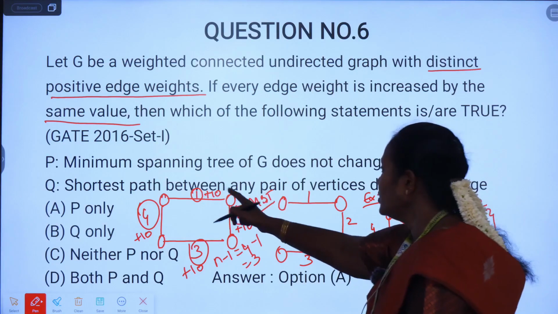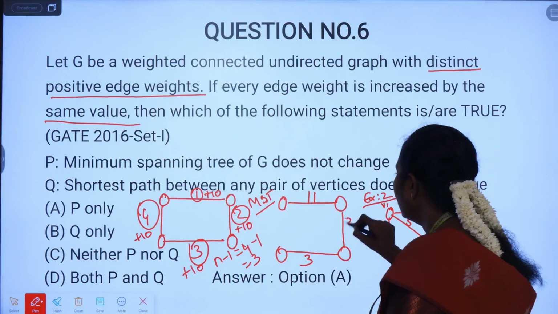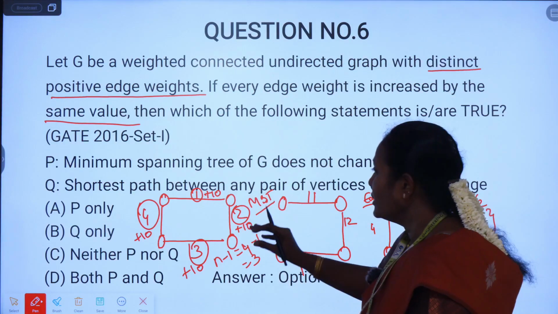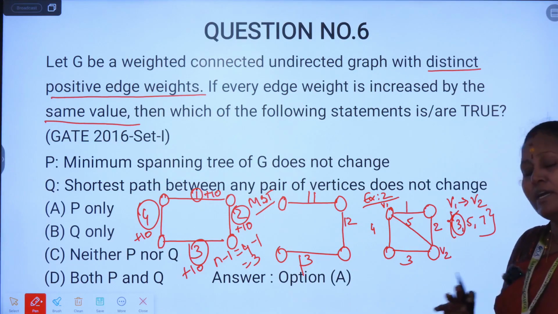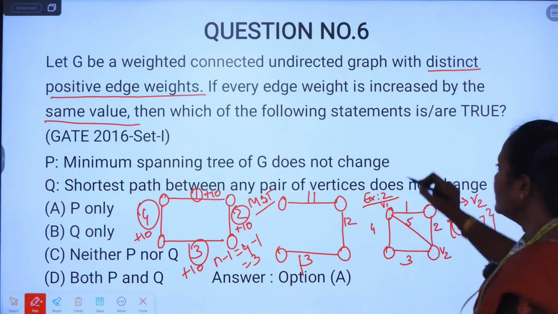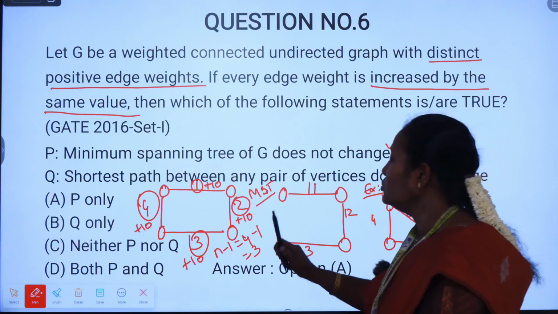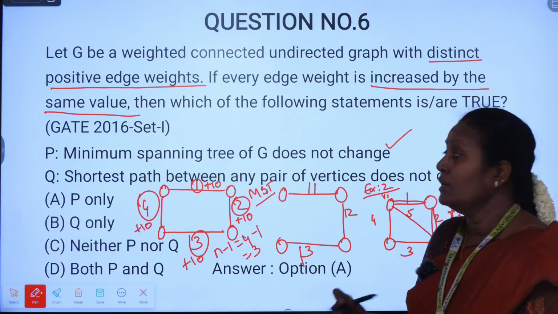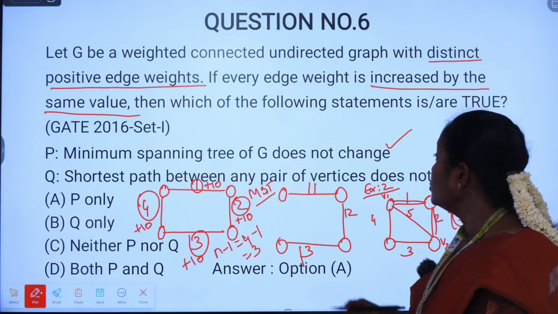Okay, so if you are changing like this, what is the value you will be getting in the minimum spanning tree? 11, 12, 13. If you are adding some value to those edges, is the minimum spanning tree changing? It doesn't change. Therefore, this condition is true. So first we are going to check statement number 1, that the minimum spanning tree of G does not change.